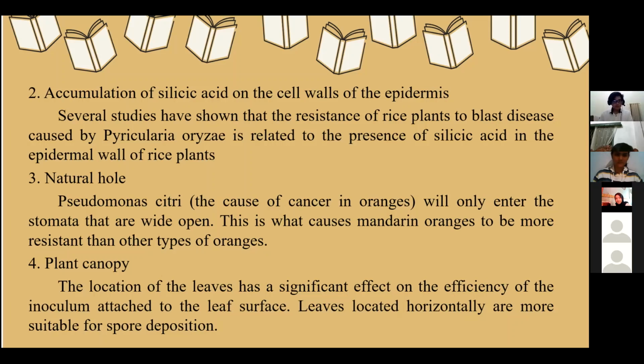And the third is natural holes. Pseudomonas citri, the cause of canker in orange, will only enter the stomata that are wide open. This is what causes mandarin orange to be more resistant than other types of orange.